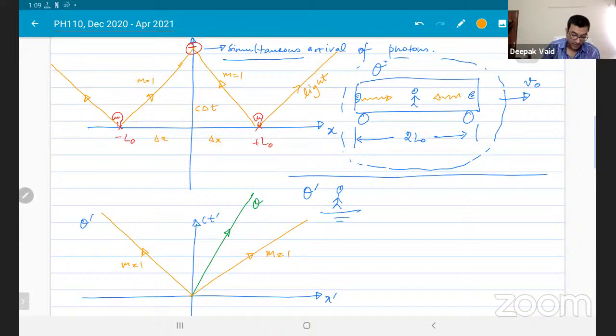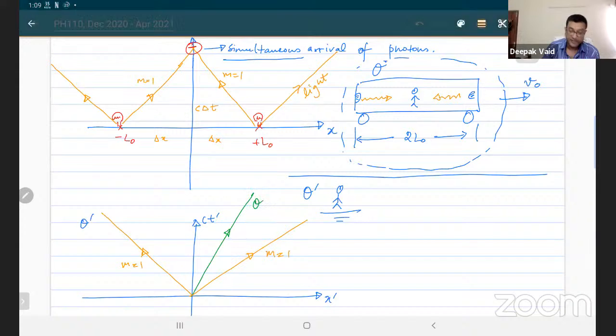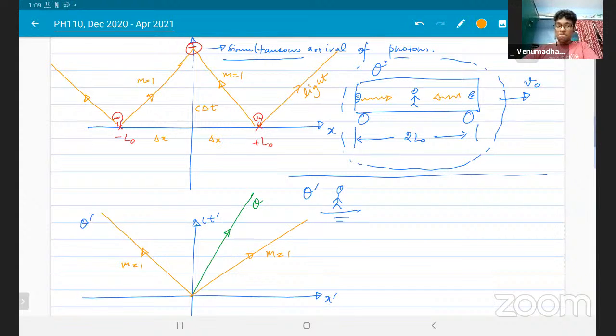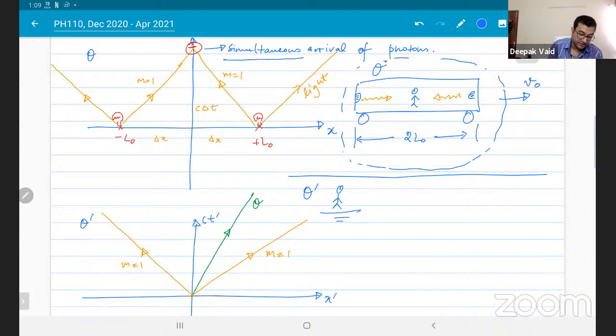Okay. And what is this green line that I have drawn, right? This is O's world line. Yes, sir. This is O's world line. Now look at the earlier picture. In the earlier picture, this is the O frame of reference, right? And I have the observer O located at the origin, right? This guy.